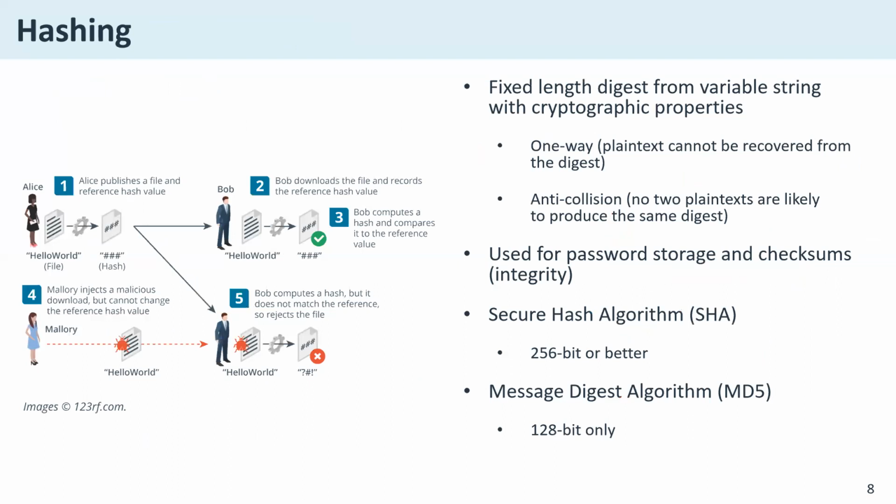Now let's look at hashing. Hashing is a one-way function. The plaintext cannot be recovered from the digest, and it also helps to avoid collision, so that we don't have two plaintexts returning the same digest. Now, the two popular ones are SHA and MD5. I used to have MD4, but it's not really in use. SHA is 256 or better.